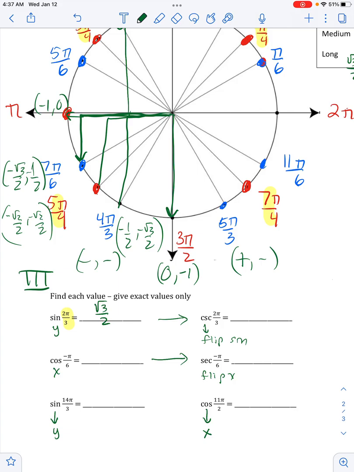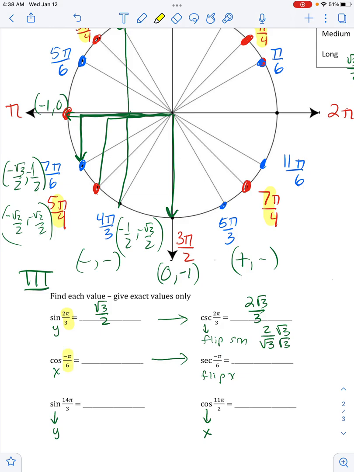And then here, I just flip it over. Cosecant, we learned from the very beginning, just takes your y or your sine value and flips it over. But then we have to rationalize it. So we end up with 2 root 3 over 3 as that cosecant for 2 pi thirds.